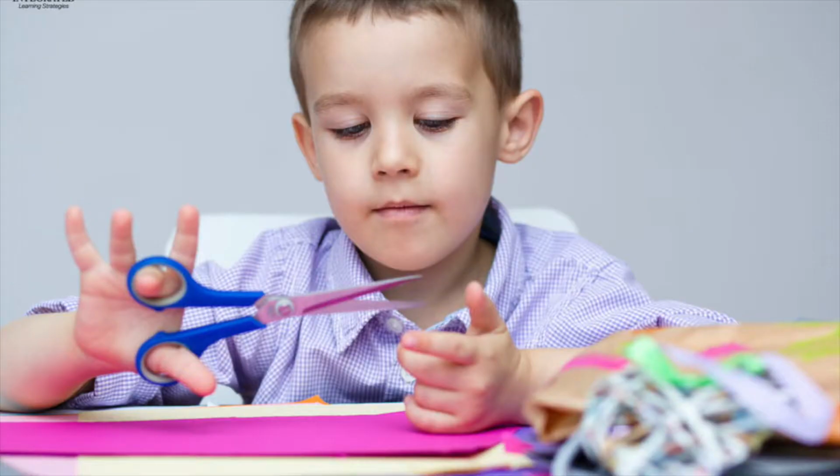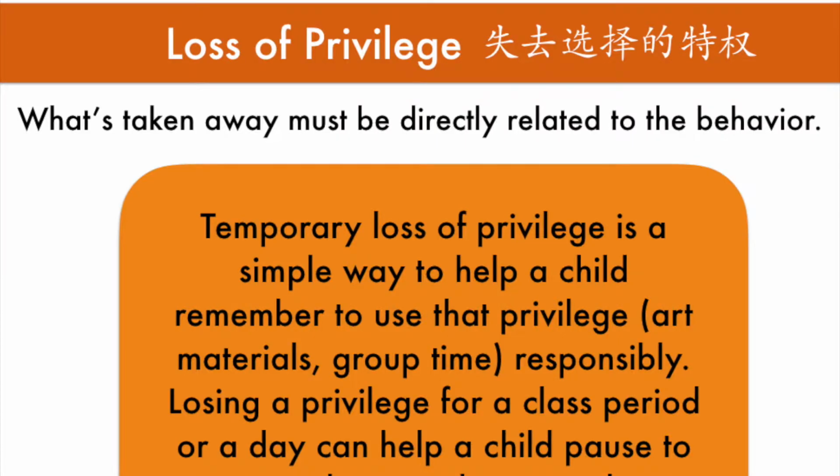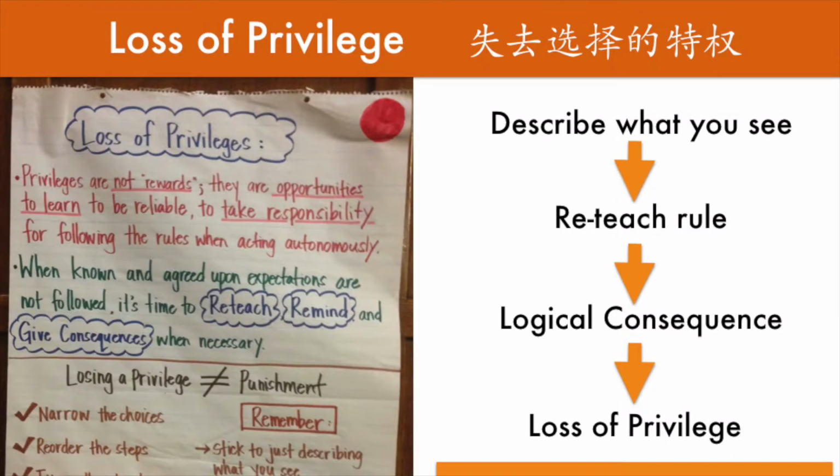Next is loss of privilege. For example, if a child is not using scissors correctly, they are temporarily taken away. Loss of privilege is a simple way to help children remember to use materials correctly. The loss must be related to the behaviour. When a student chooses not to follow expectations, describe what you saw. Reteach the rule or expectation, and then choose a logical consequence and a loss of privilege.